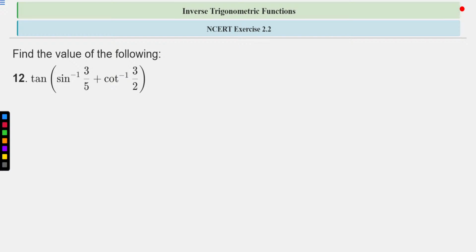So this question says find the value of the following. We basically have to find the value of this expression, which is tan of sine inverse 3 by 5 plus cot inverse 3 by 2, right? Again, I'm giving you 10 seconds to solve or think about this question. After that, we will discuss the solution part, right?